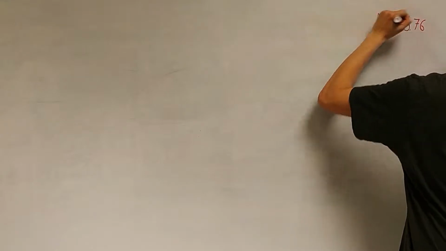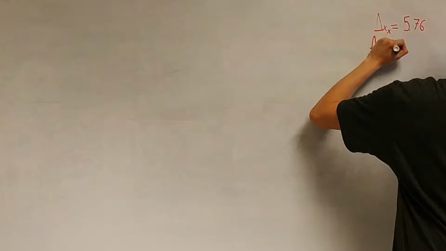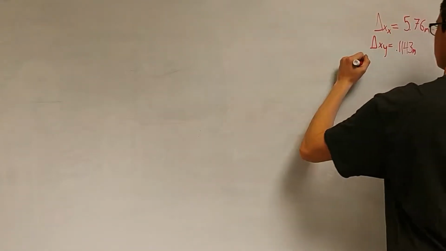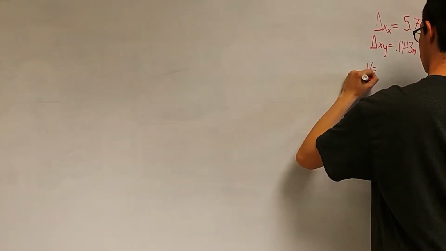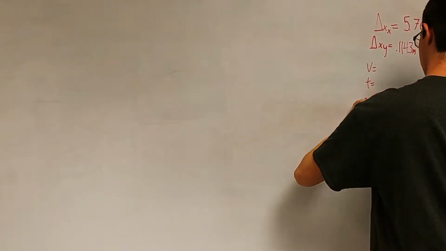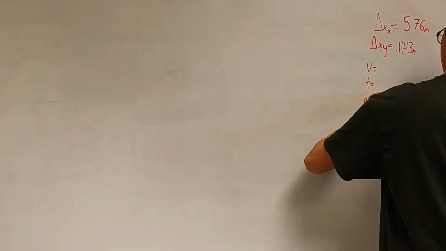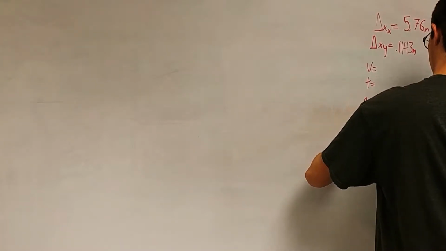So first we're going to write out our variables. We have the change in position on the x-axis, which is 5.76 meters. And then we have our change in position on the y-axis, which is 0.1143 meters. Then we're going to be solving for our velocity and for our time. And then for our acceleration on the x-axis, it's going to be 0. And on the y-axis, it's going to be negative 9.8 meters per second squared, or g.